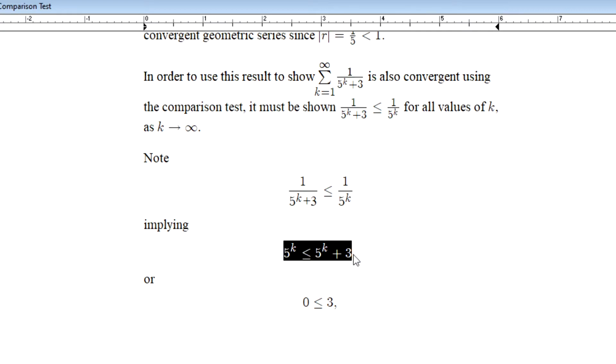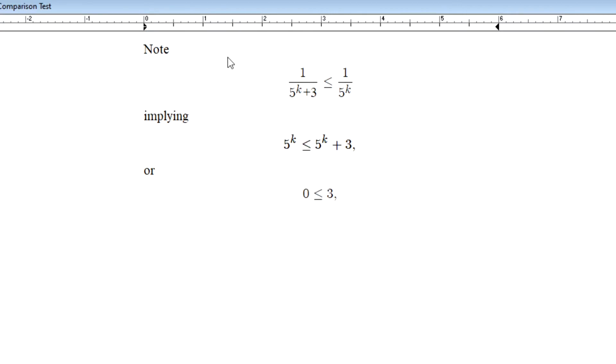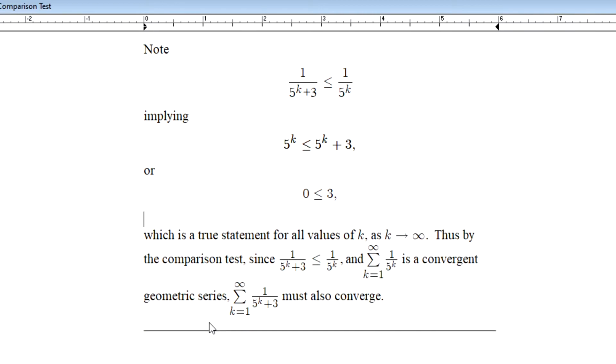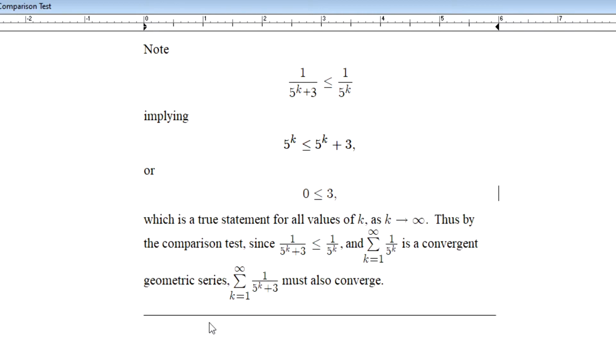Now from that conclusion, it still may not be obvious that the left-hand side is always less than or equal to the right, even though we can start to take note that the left-hand side is really just 3 less than the right. But if we subtract 5^k from both sides, which does not change the direction of the sign, we can turn this into what is obviously a true statement, that 0 is always less than or equal to 3. So with a little bit of algebraic manipulation, we can show that this is true for all values of k as k heads to infinity. Note, this implies this as a result, which is a true statement for all values of k as k heads to infinity.